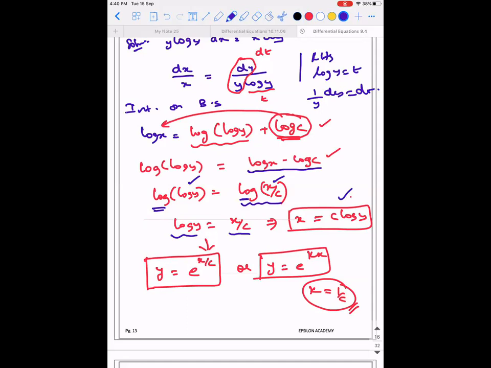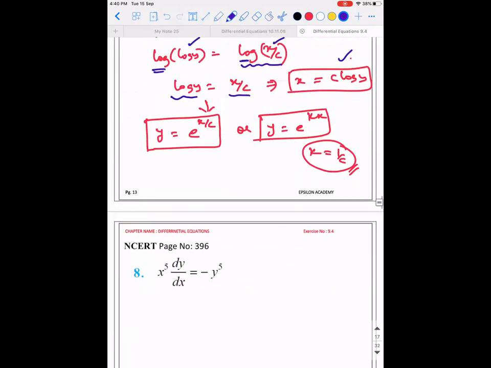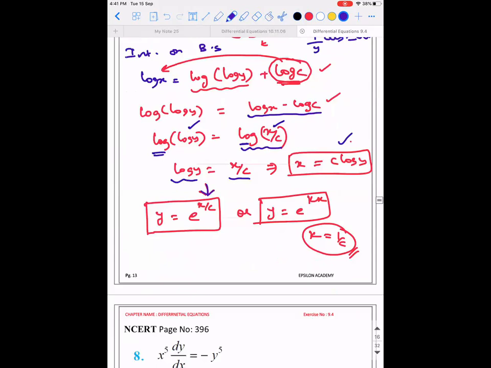Or if they give it in the form y is equal to f of x, then from this step, log y is equal to x by c, so y will be equal to e power x by c. Don't read it as x by c, read it as x by some constant. And remember, 1 by constant is also a constant. That 1 by c, you can call it as some other variable k and you can still rearrange the equation. So you can write it as y is equal to e power kx, where the k that I have taken here and the c that they have taken in the textbook are the same.